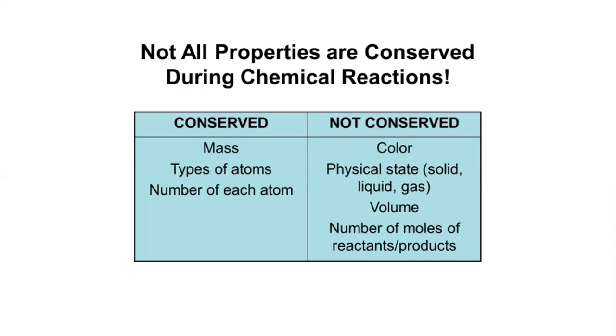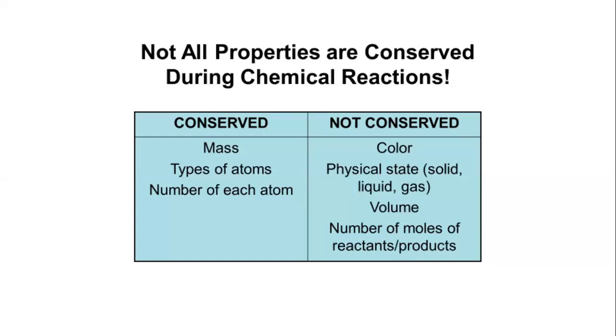Lastly, we just want to talk about the fact that not all properties are conserved during chemical reactions. So everything that we've been doing has been to show that we have the law of conservation of mass, that matter cannot be created nor destroyed. So we know that mass has to be conserved in a chemical reaction. We know that the types of atoms have to be conserved in a chemical reaction. And we know that the number of each atom has to be conserved.